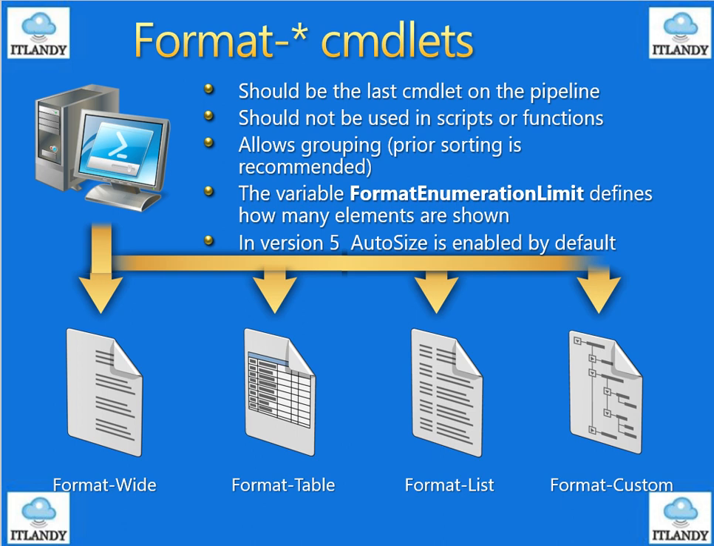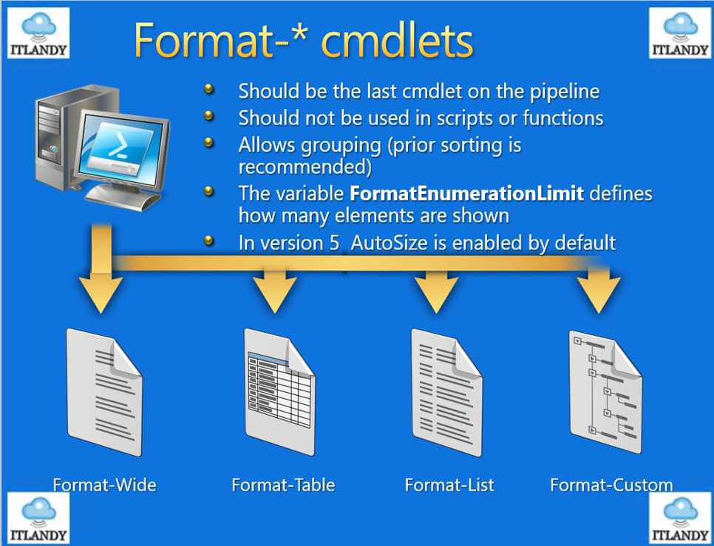Format star cmdlet should be the last command on the pipeline, and should not be used in scripts or functions. Allow grouping; prior sorting is recommended. The variable format enumeration limit defines how many elements are shown. In V5, auto size is enabled by default. So look at that diagram. We have format wide, format table, format list, format custom. Okay.